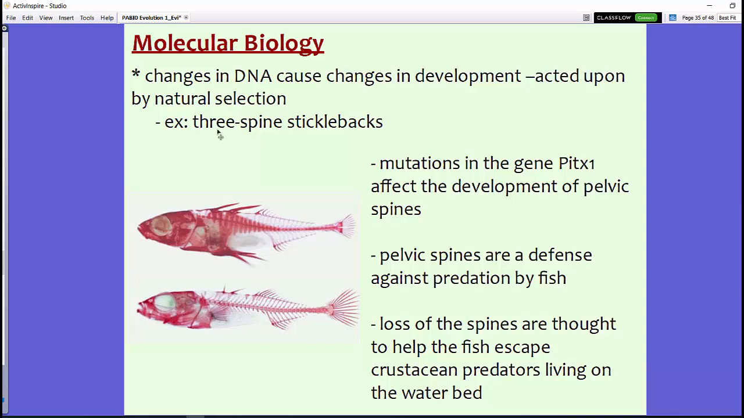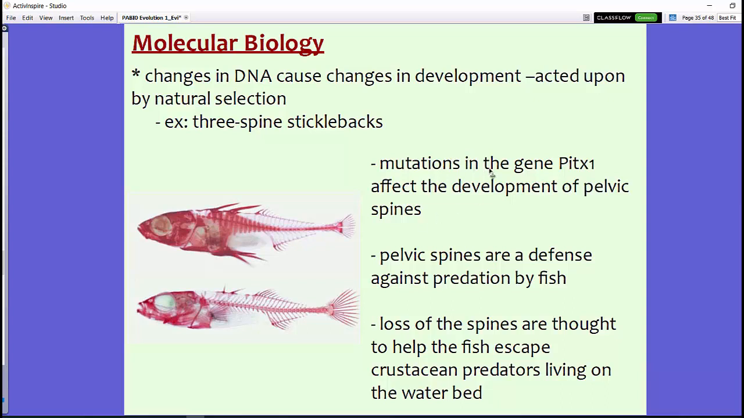So for example, let's take a look at this three-spine stickleback. In this top picture, we can see these spines. These are like really sharp daggers that they have. And these were developed in defense against predation from fish. So when a fish were to bite down on it, it would get stuck and then release the fish. So it's a defense mechanism.